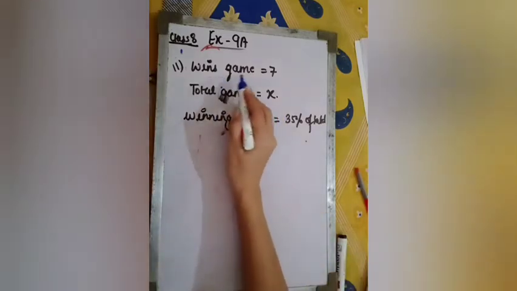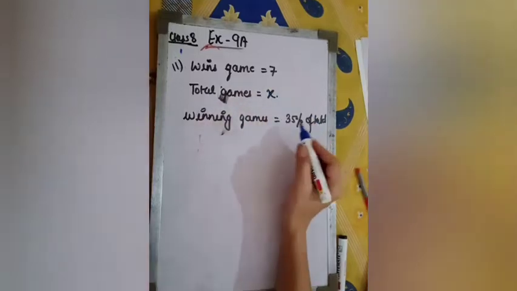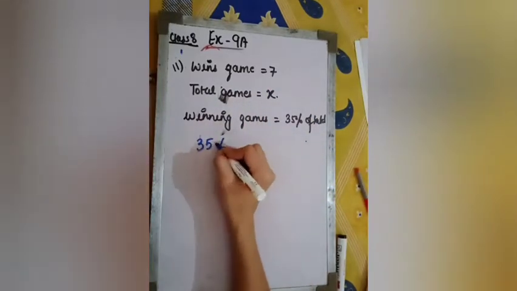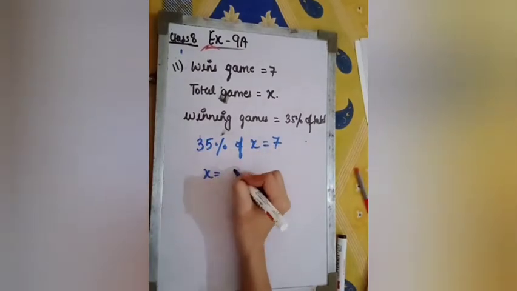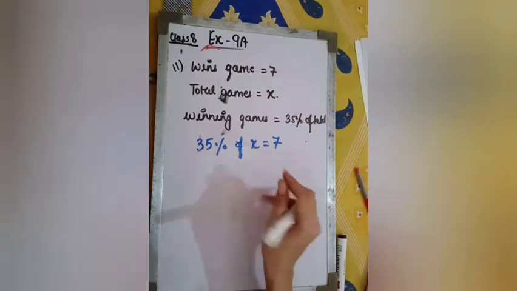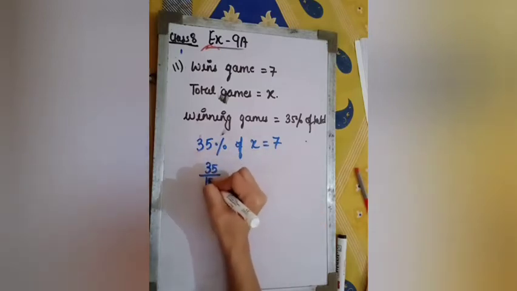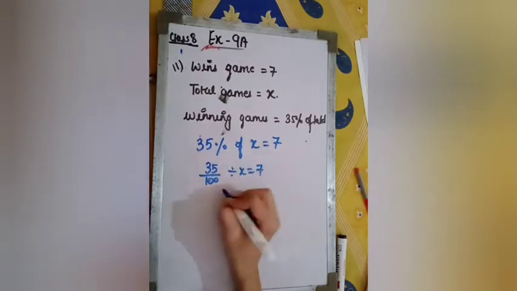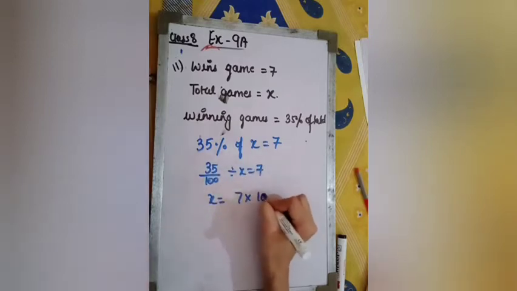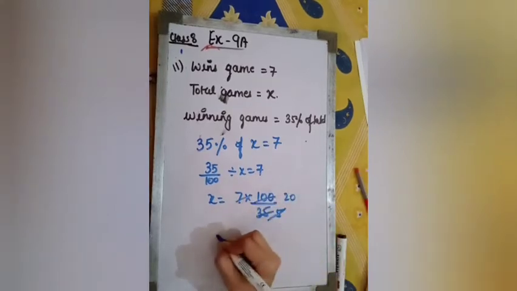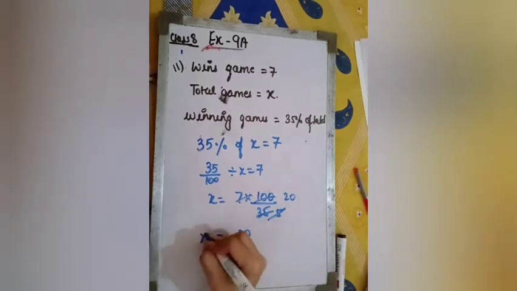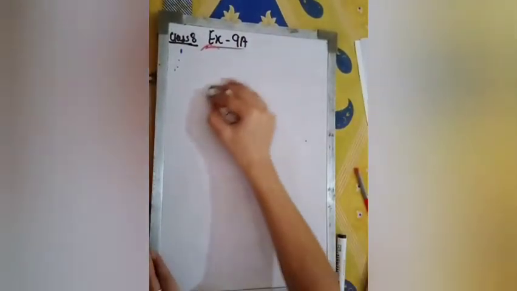Now they are saying how many games they win? 7. And it is 35% of x. That means 35% of total games, that is x, is 7. Now find the value of x. From here, it is 35 upon 100 times x equals to 7. Now from here you can easily find the value of x. It is 20. So total games were 20. Now let's move on to the question number 14.